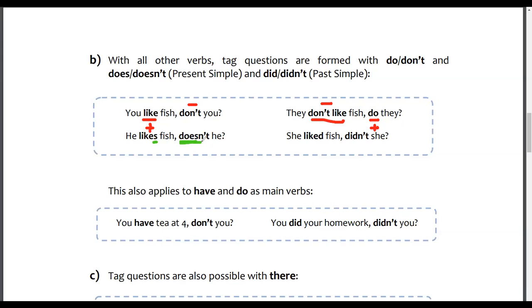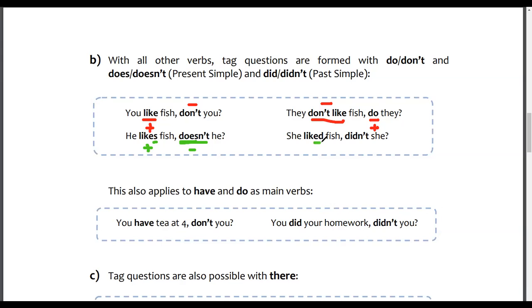So the contraction would be doesn't he? All right. So here is positive, here is negative. Same happens here, but this time we're not going to talk about a simple present tense and a question tag in the simple present tense. We're now talking about the past.